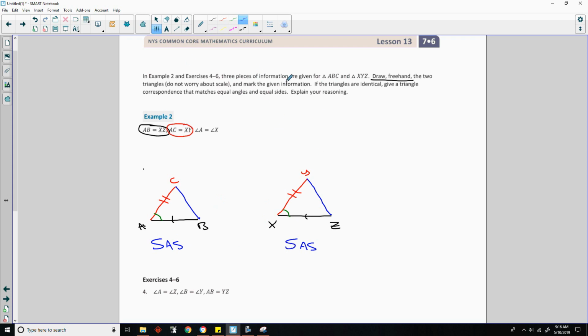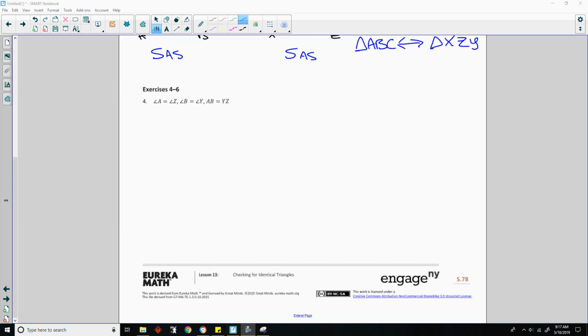So it says if the triangles are identical, give a triangle correspondence that matches equal angles to equal sides. Explain your reasoning. So we have SAS, so they are identical. Identical triangles by the side angle side theorem. And then I would say triangle ABC corresponds to the triangle, and since A is congruent to X, I'm going to draw X, and if I go B, that's this side here, so it's XZY.